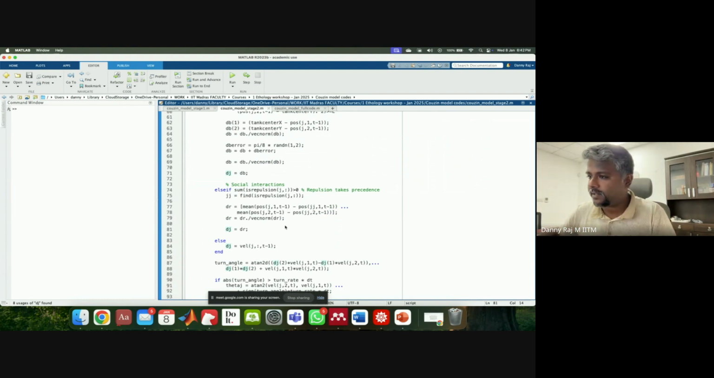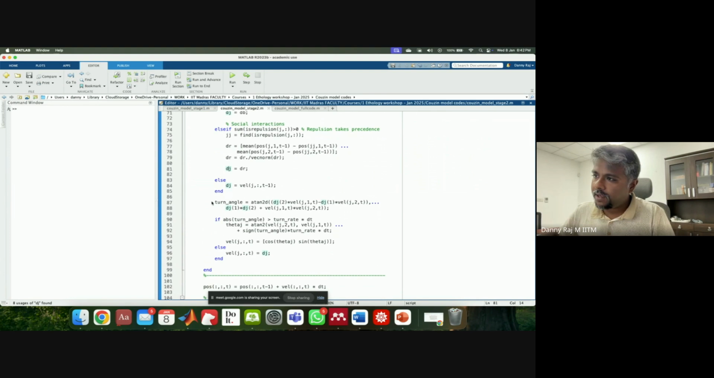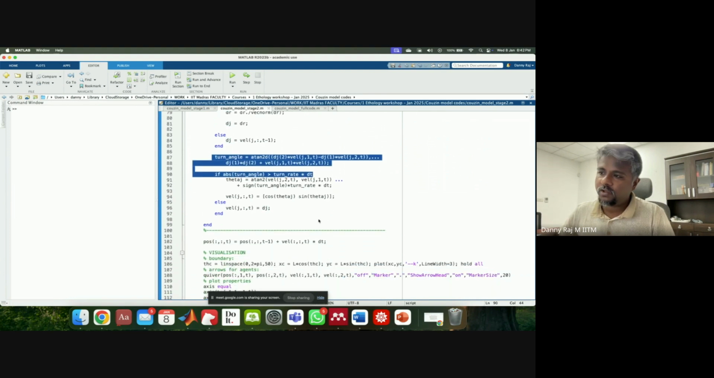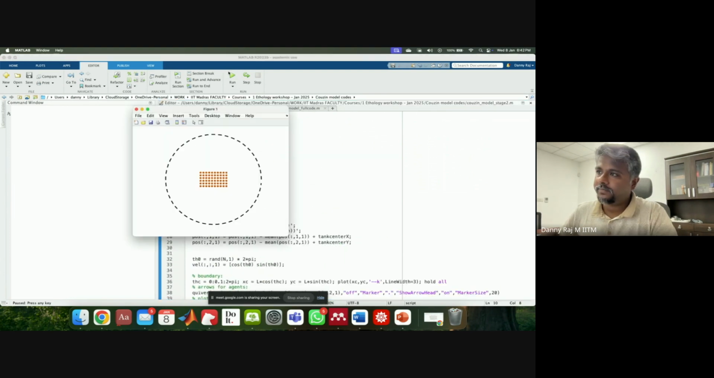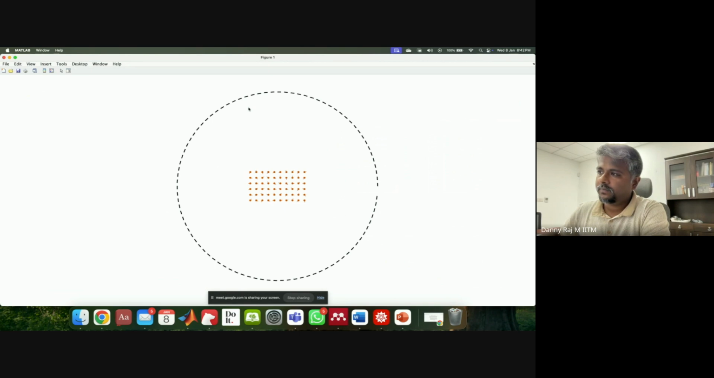So that's what you're seeing. And all the other things are the same. The turn angle is the same and so on. So shall we run this? You'll start to see that they move past each other a bit.